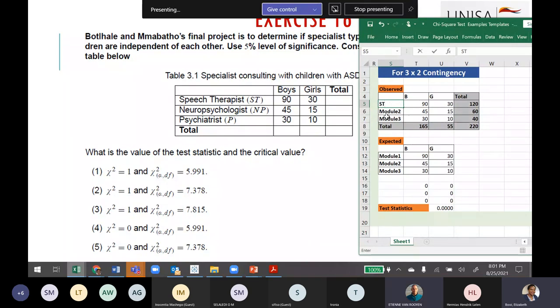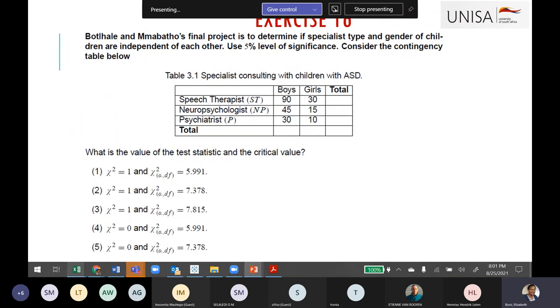I got number 4. So when you have time, you can do it that way. You can change the variable names or the data names. So we know that our test statistic is 0, so none of those at the top will be valid. Those ones will be incorrect. So we just need to validate only those two.